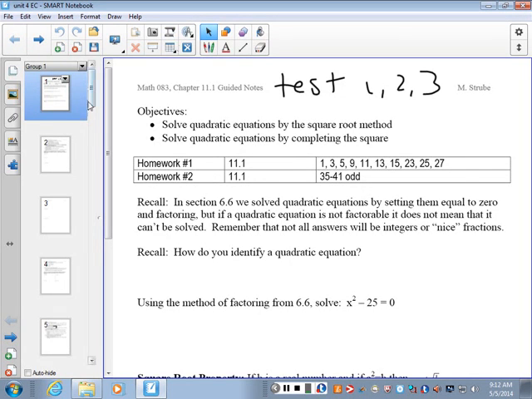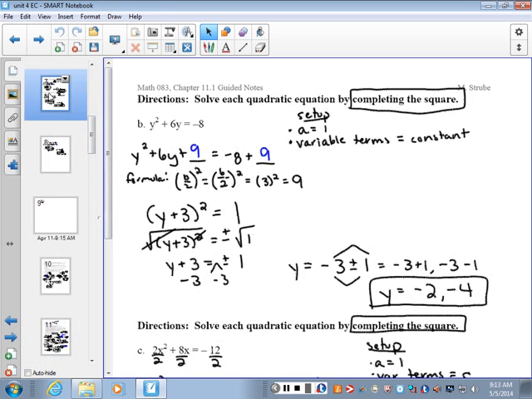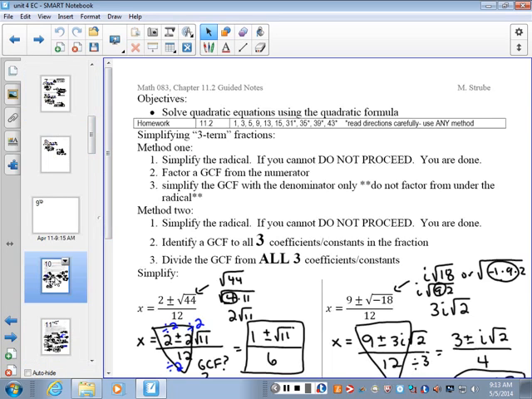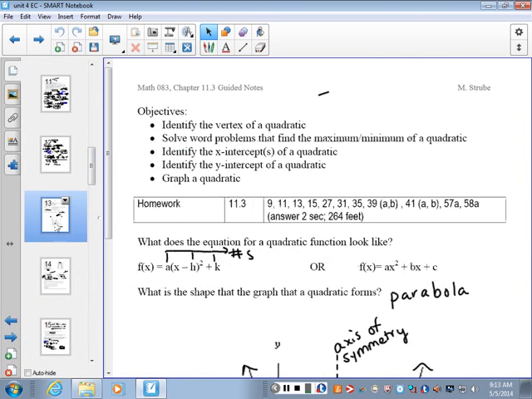And then we skip down, and it's still completing the square. In 11.2, we use the quadratic formula. So make sure you know how to use the quadratic formula. Make sure you know the setup for all of these. 12.3 was all of our graphing.